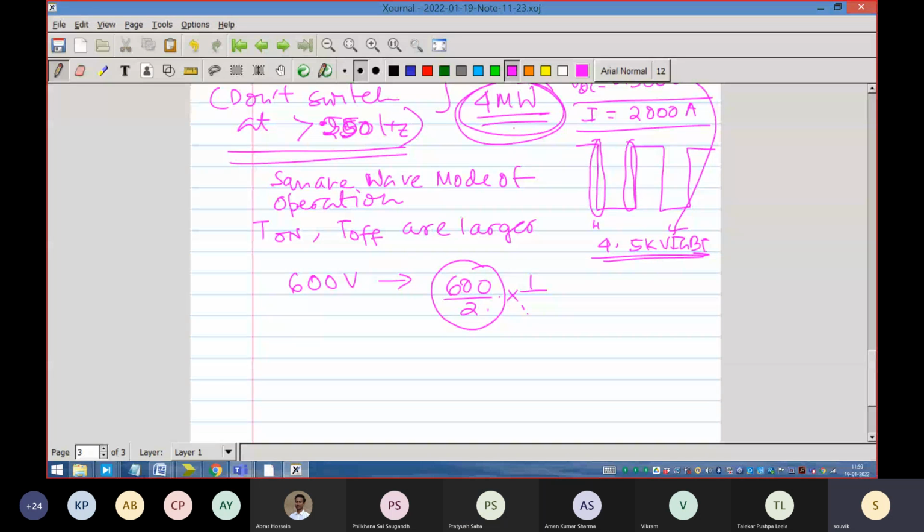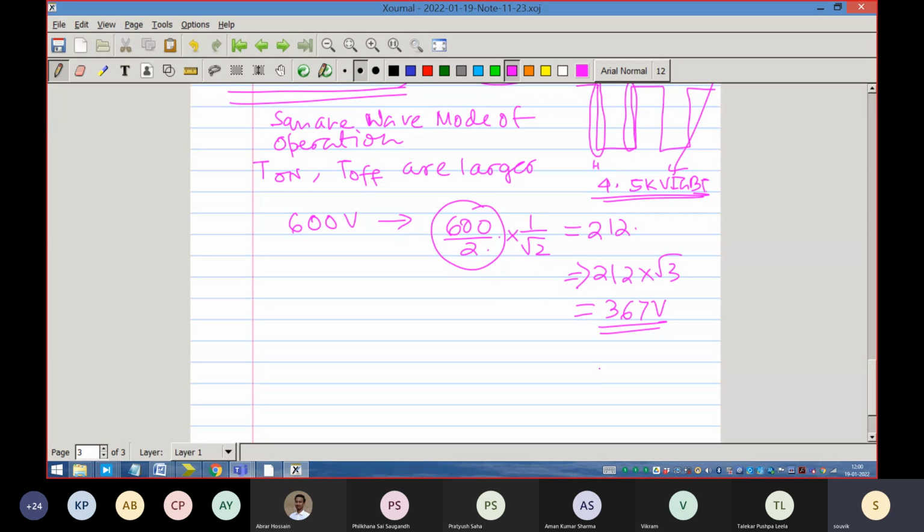How much is it? Can you calculate? 300 divided by root 2. So this is only producing 212 volt phase voltage, right? Into root 3, the line to line voltage will be 212 into root 3. So it is producing 367 volt, right? However, in the standard machine, you will get a 415 volt machine. So the machine is underutilized.